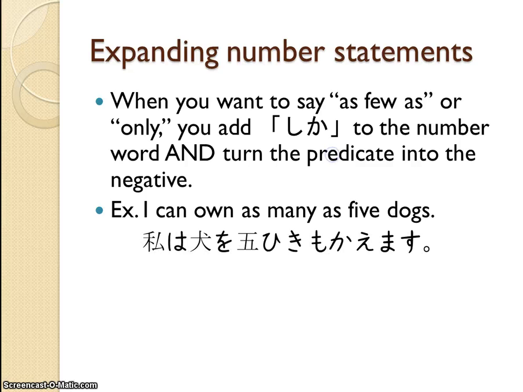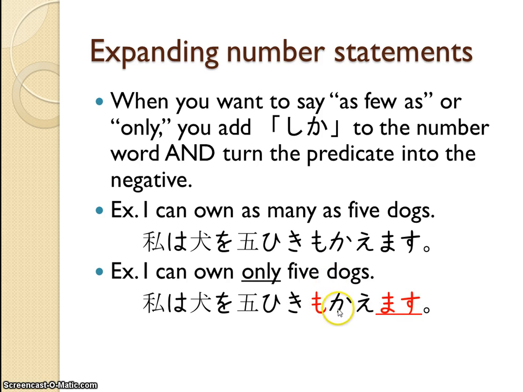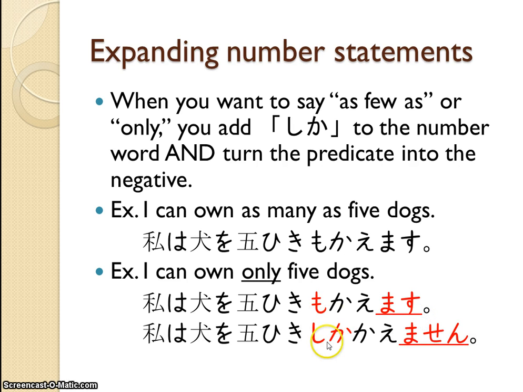So it'll be 私は犬を5匹も飼えます. Now this was the thing that we added. So how would you make this into I can own only 5 dogs? Of course changing mo and then this part which is the ending to the verb, the predicate. So it'd be しか飼えません. So 私は犬を5匹しか飼えません.